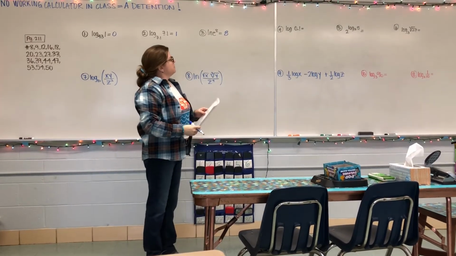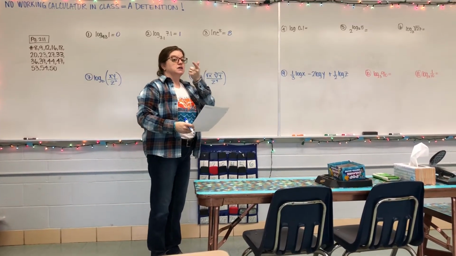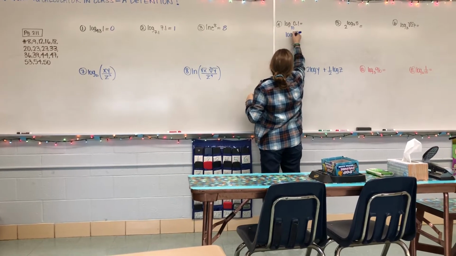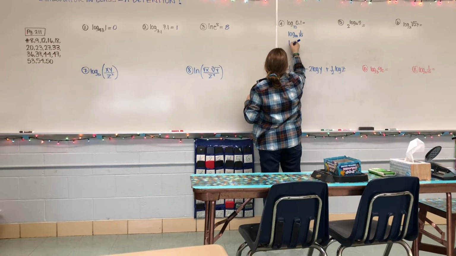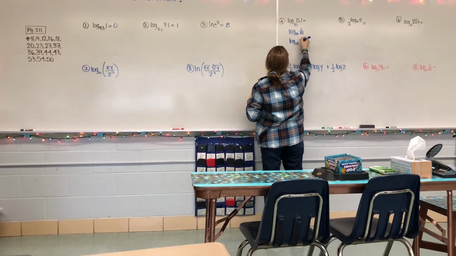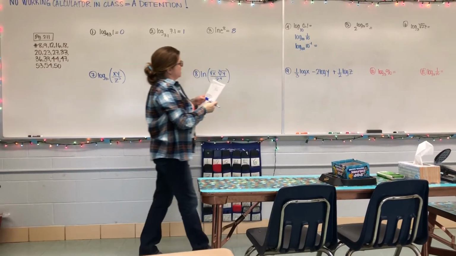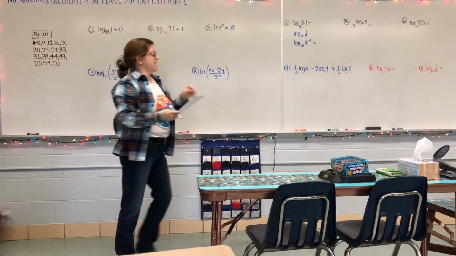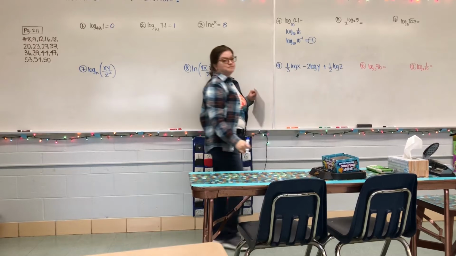Okay? Number 4, since it doesn't have a base, the base must be 10. So if we put a 10 here, we can convert this to a 1/10, which is the same thing as 10 to the negative 1. And then we're using, again, formula number 3 on section A. So that will just equal the exponent, which is negative 1.